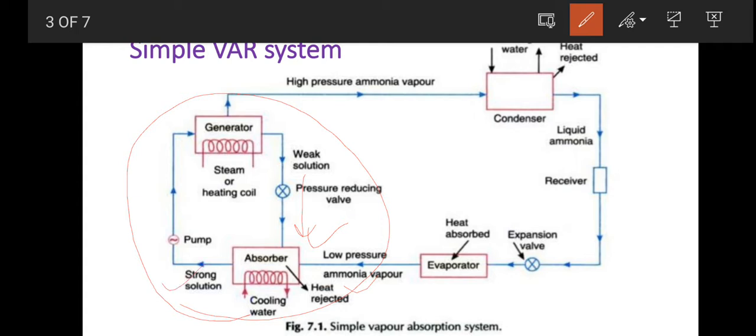During that process the heat is absorbed by the cooling water, which is taken in and taken out, or we can say the cooling medium is used to absorb the heat from the absorption process. So this part is considered as the absorber. Now the strong solution, so strong solution means water plus ammonia, the ammonia vapors.